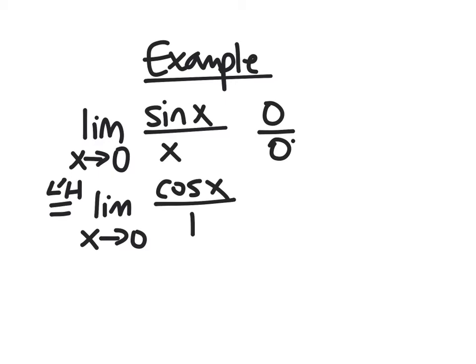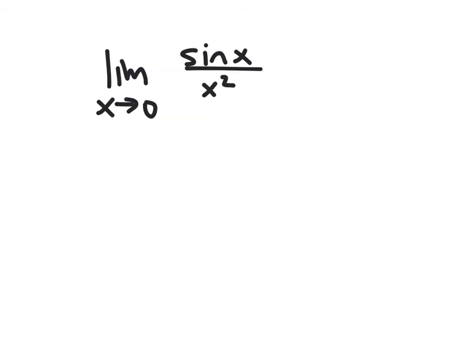So as x goes to 0, cosine of x is going to go to 1. We divide by 1. We get 1. Okay, so this is a nice, easy example using L'Hopital's rule. So now let's make it ever so slightly different.